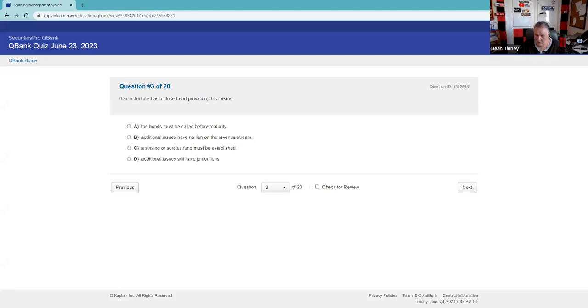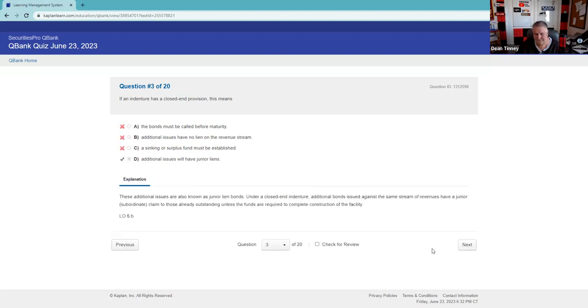So who has the junior liens on the Bellagio? It's the people that have the Series B. They're junior to the A bondholders. The C's are junior to the B's, and the D's are junior to the C's, right? So that's what that means here. It also means something a little different for a muni bond. It means can we issue bonds to make the facility operational, which we can if it's closed-in, but we can't just be issuing bonds in an open-end. So this is actually D.